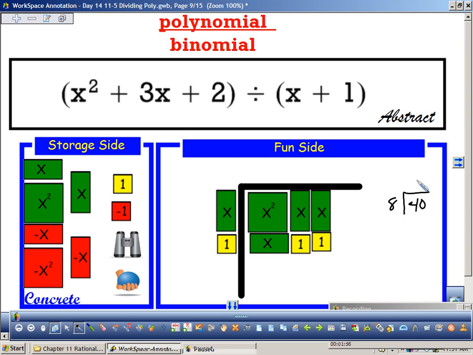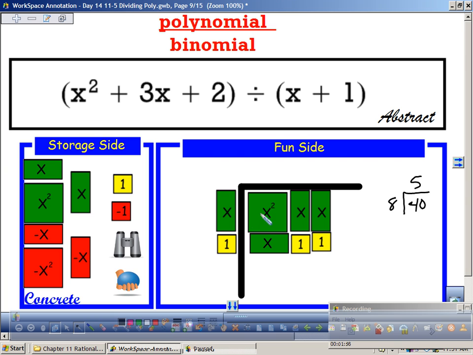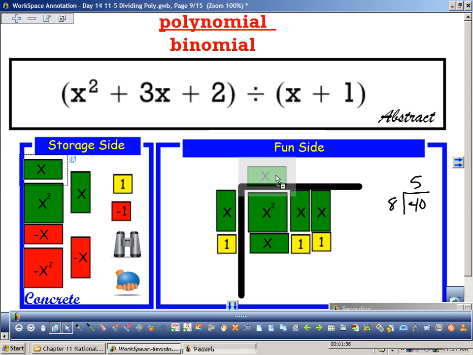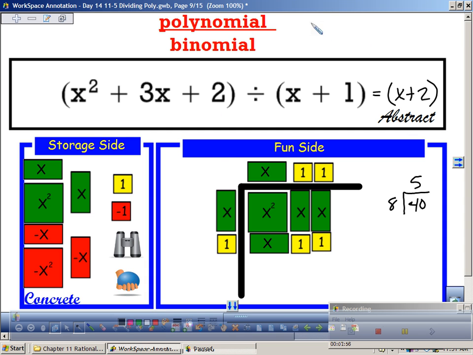Eight times what makes 40? 5. X times what makes x squared? X times what makes x? And 1. So the answer to this is x plus 2. Right? Or, like everybody else was doing that was shouting out their answers, to factor this, it would be x plus 1, x plus 2 divided by x plus 1, and these cancel. My answer is x plus 2.